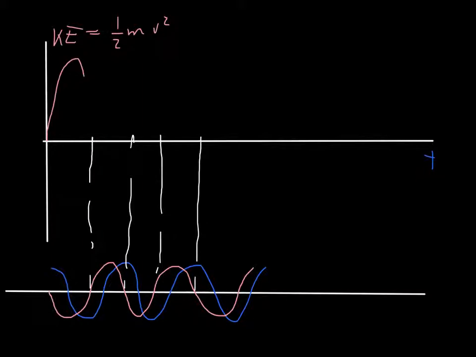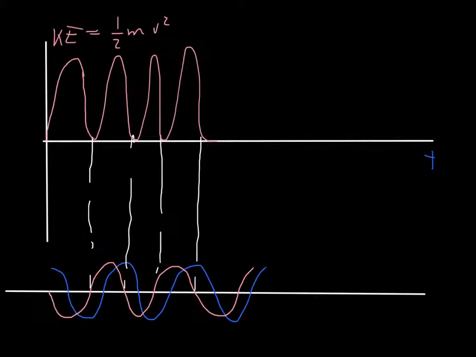Then this will start going down till it reaches 0, and then the velocity will start being positive, but again it's squared, right? So it will just go back. So we expect the kinetic energy to do something like this. And you can see that the frequency of this is twice the frequency of here.